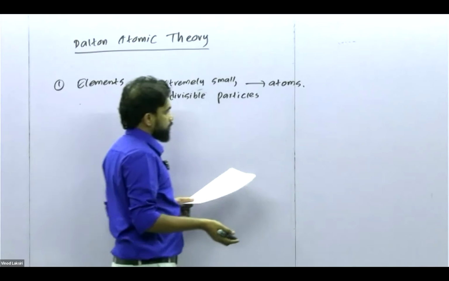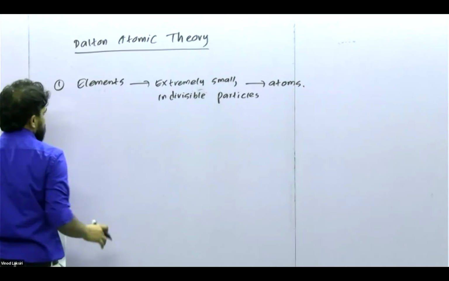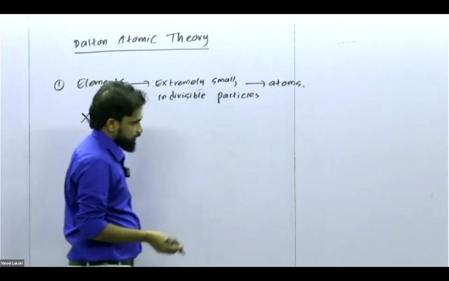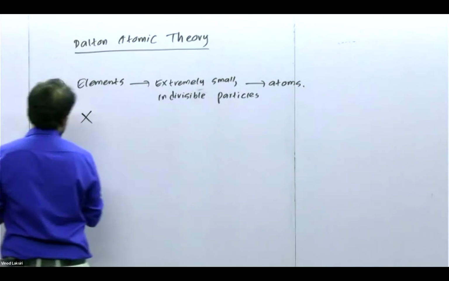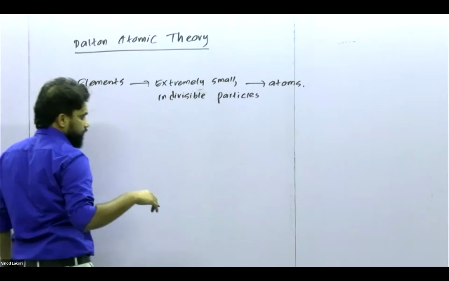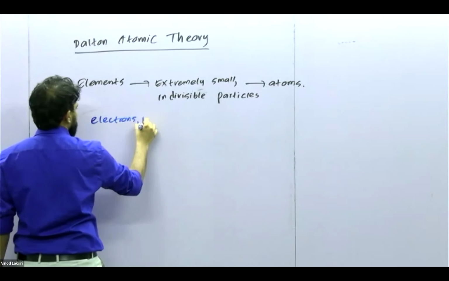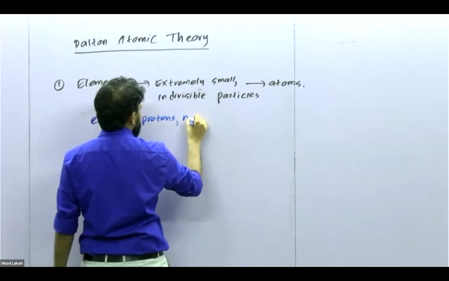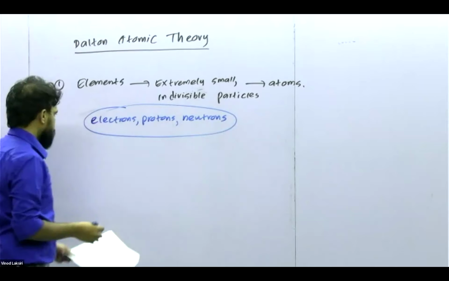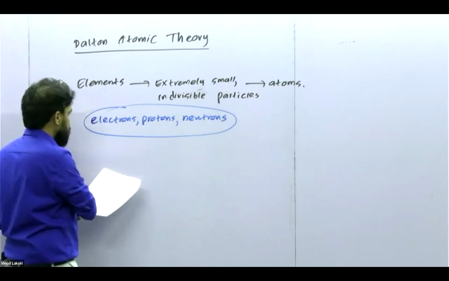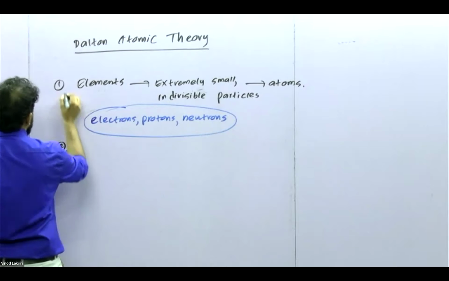So Democritus stated the atom concept, and now these atoms, right? But this concept is wrong. Later scientists found that this first assumption of Dalton is wrong. Why? Because the atom can be divided further into electrons, protons, and neutrons. Therefore, the first assumption of Dalton is invalid.